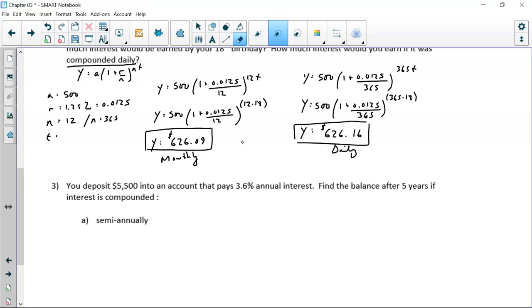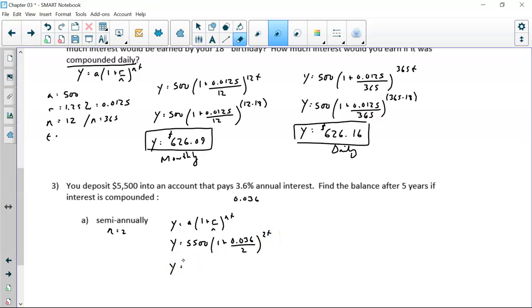Here we have a $5,500 new account, 3.6% annual interest, 5 years, if it's compounded semi-annually. When you see semi-annually, n equals 2. 3.6% is 0.036. So y equals a times 1 plus r divided by n to the nt. So y equals 5,500 times 1 plus 0.036 divided by 2 to the 2t. That's the model for any number of years.